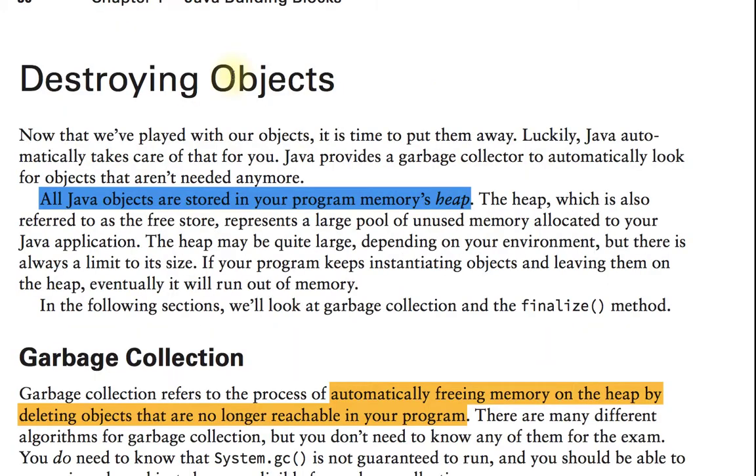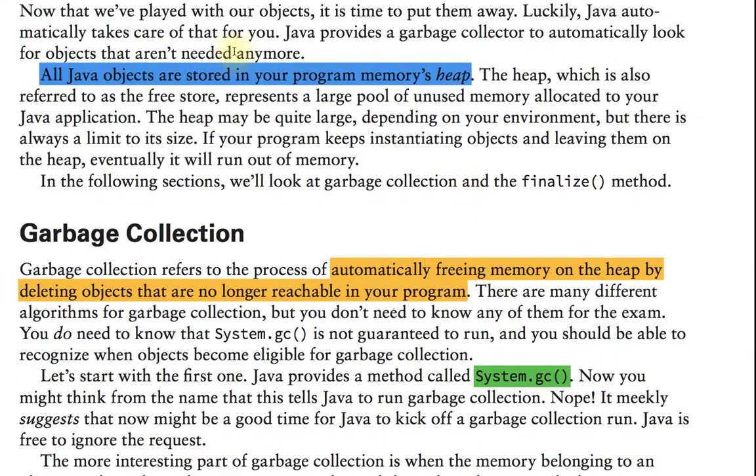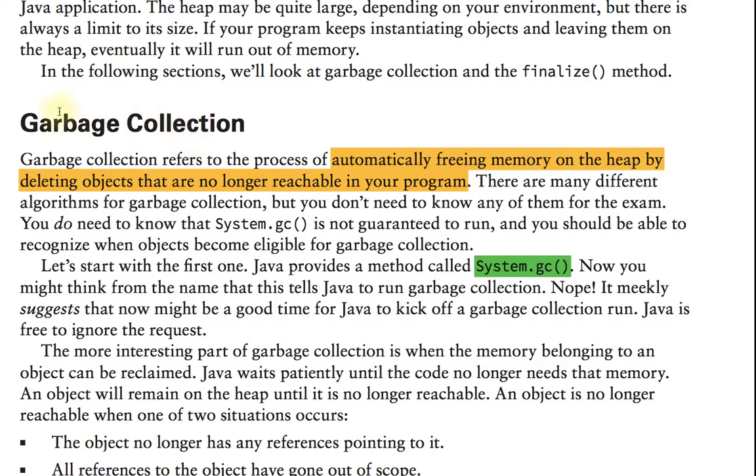What do you think when you talk about destroying an object? It's called garbage collection, right? All Java objects are stored in the program's memory heap. Garbage collection refers to the process of automatically freeing memory on the heap by deleting objects that are no longer reachable in our program.